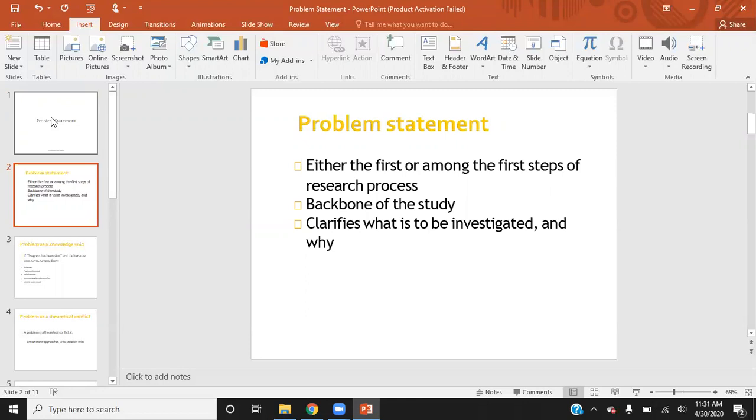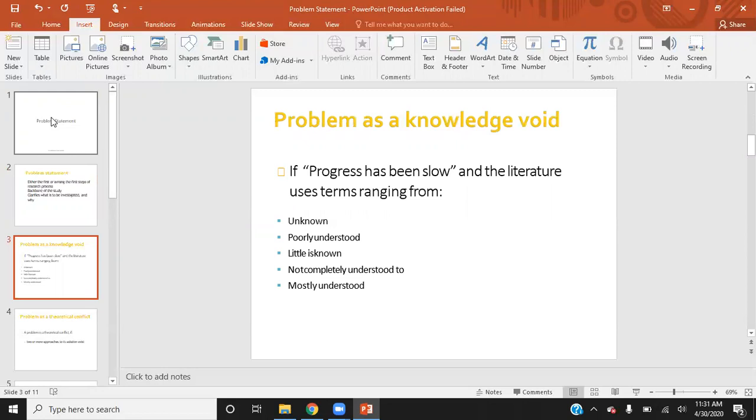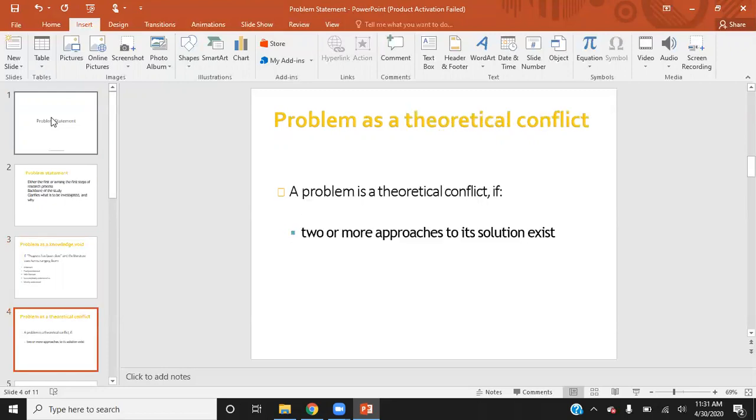A problem can be of two types. The first can be a knowledge void. That means that people don't know about the topic, or people have very little information, or people misunderstand it. So there is a knowledge void, a gap that needs to be filled, and people need to know about that particular thing you are going to explore and then explain.